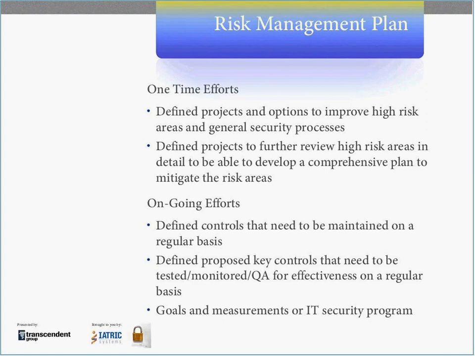The ongoing efforts, or the quality assurance efforts, consist of 3 areas. First, the key controls that you need to maintain on a regular basis, like your disaster recovery plan, your security risk assessment, the security awareness program, etc. It also includes the key controls to be tested on a regular basis, such as the disaster recovery plan, backup, and penetration testing. And finally, a very critical aspect of security risk management, your goals and measurements, as well as your reporting of these goals and measurements to the management and the board.